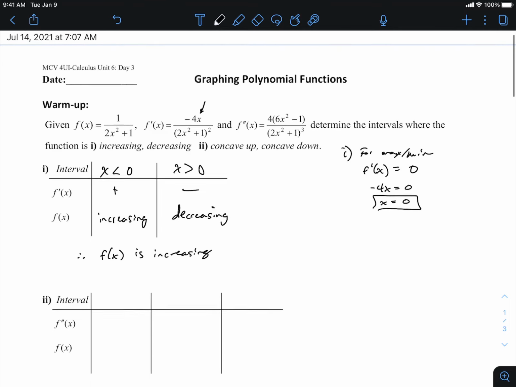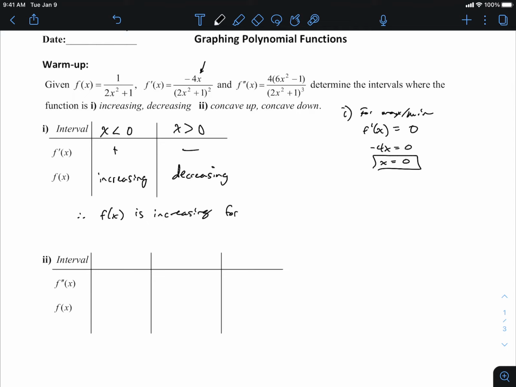Okay, this is just kind of a warm-up question for you guys. Increasing for x less than 0, or this could be new for you, x is a part of the real numbers as long as it's between negative infinity and 0. Okay, and then we could also say decreasing for x greater than 0, or we could say x is a part of the real numbers between 0 and positive infinity.